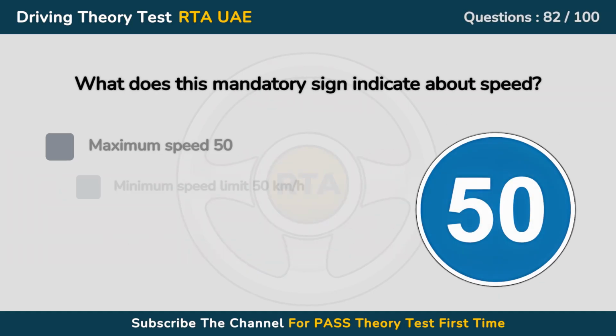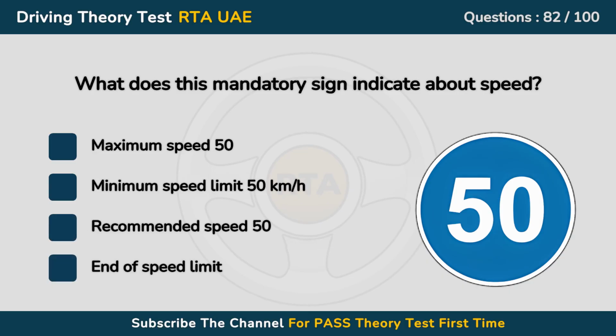Question 82. What does this mandatory sign indicate about speed? A. Maximum speed 50. B. Minimum speed limit 50 km per hour. C. Recommended speed 50. D. End of speed limit.